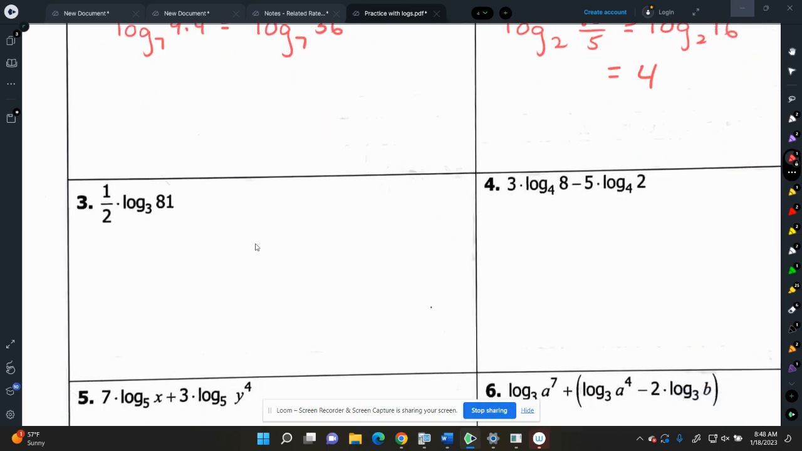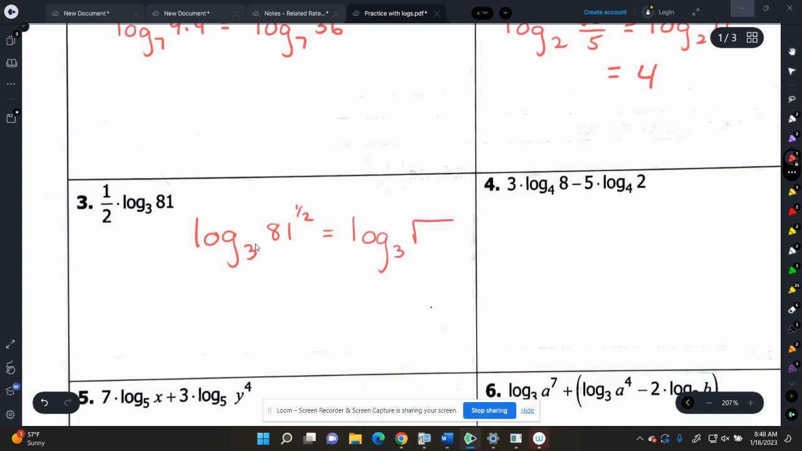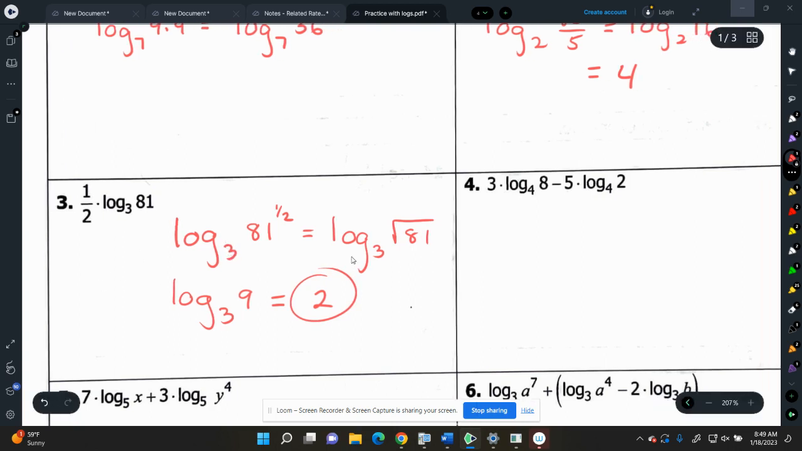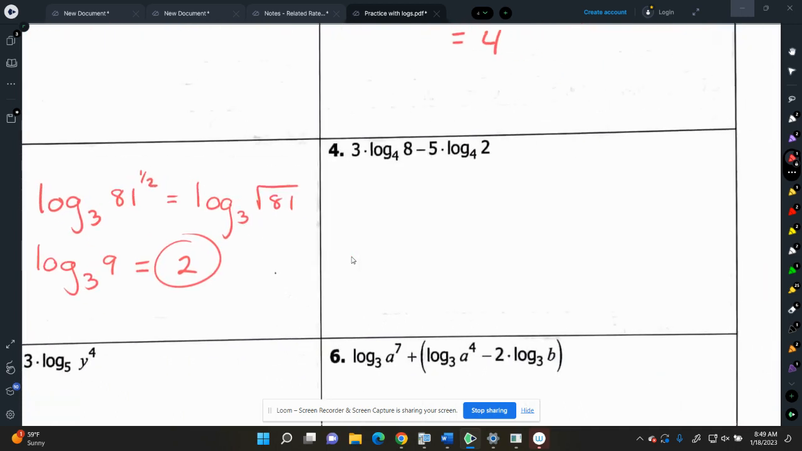Number 3. I'm going to rewrite this as log base 3 of 81 to the 1/2. Now, when we raise something to the power of 1/2, what's that doing? Square root. So it's the square root of 81. Do we know the square root of 81? 9. The instruction said to rewrite it as a single logarithm, so if you left it like that, that's okay. But you can go further because that equals 2. Question? I will be more clear with my instructions.